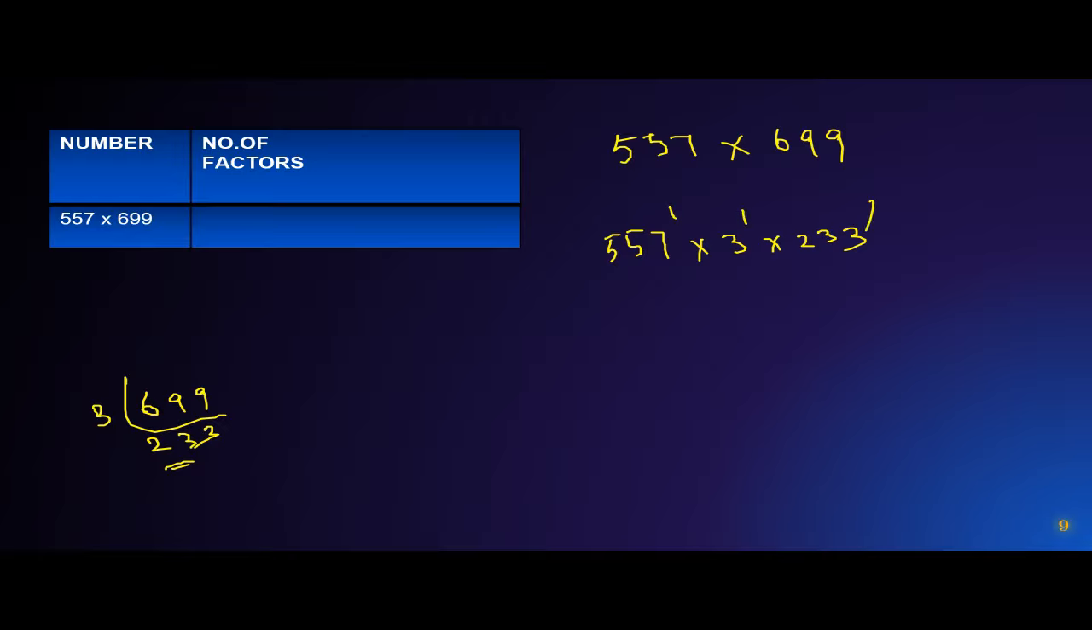So it's very easy. 2 into 2 into 2. That is 1 plus 1 is 2, 1 plus 1 is 2 and 1 plus 1 is 2. So the answer will be 8. So the correct answer, that is the number of factors for this product, is 8.